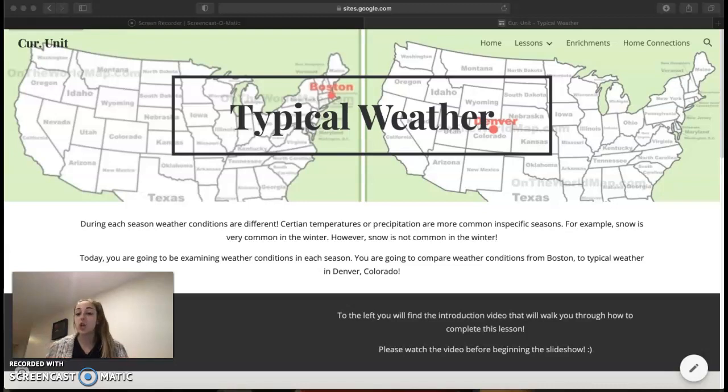In today's lesson, you are going to be comparing and contrasting, which means finding similarities and differences between the typical weather in two different cities. One of those cities being Boston, Massachusetts, which is where you are from, and the other city being Denver, Colorado, which is out west of the United States. If you look right here, you can see where Denver is on the map. Over here is a picture of where Boston is in the United States, just in case you needed a reminder.